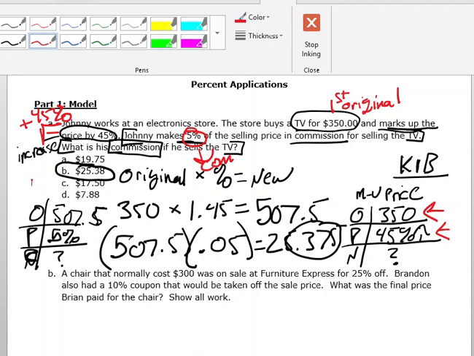Johnny gets 5% of that. That's my OPN chart here. So I'm going to do $507.50 times 0.05, my original times my percent. It's going to give me his commission of 25.375. I then rounded to the nearest cent. I went up here and I circled B.